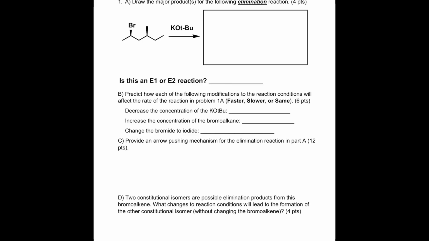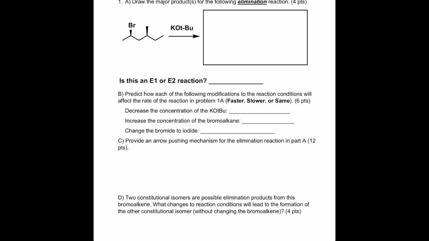Okay, this is exam 3, fall 2022, exam question number 1. This is a mouthful one, so I'm just going to read through the question and then we can jump right in. So 1A is draw the major products for the following elimination reaction. Is this an E1 or E2 reaction?